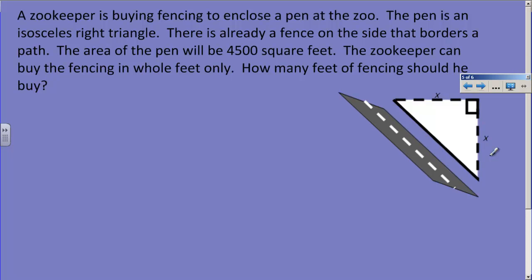Well, if y'all remember, area of a triangle is base times height divided by 2. Well, I know right now that the area of the pen is 4,500. It tells me that in the problem. The base of my triangle is x. The height of my triangle is x. I have to divide that by 2. So let's do this. x times x is x squared. So I have x squared divided by 2. And just like the problems before, I need that x squared by itself so that I can take the square root to get x by itself.